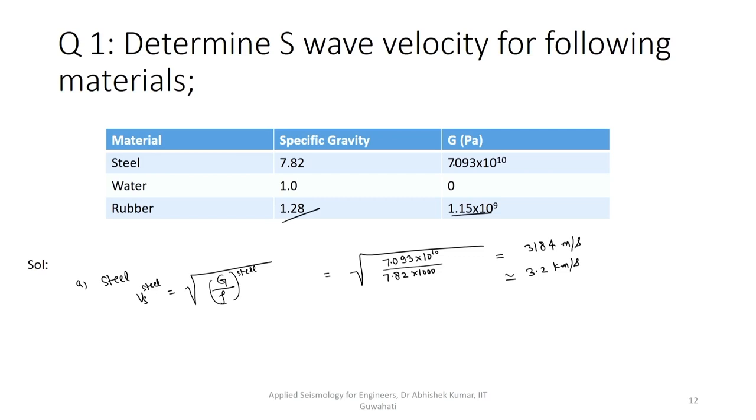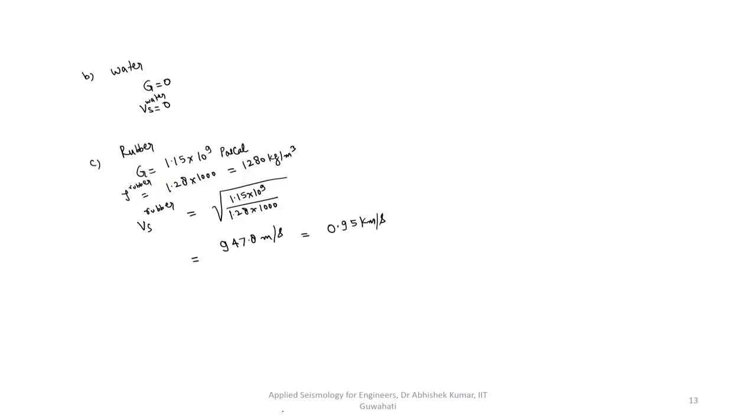The third one is the rubber, where the value of shear modulus is given to us as we can see in this particular table. So, using this value of shear modulus and the mass density of the medium, or the specific gravity which has been given over here, you can take the ratio of those two and then the square root of this, it is going to give you the value of shear velocity. So, this is 0.95 kilometer per second, the previous one was 0 and before that it was close to 3.2 kilometer per second.